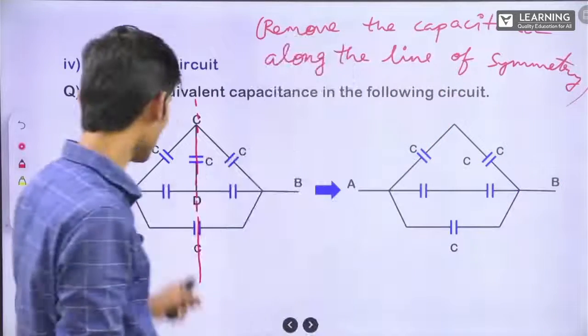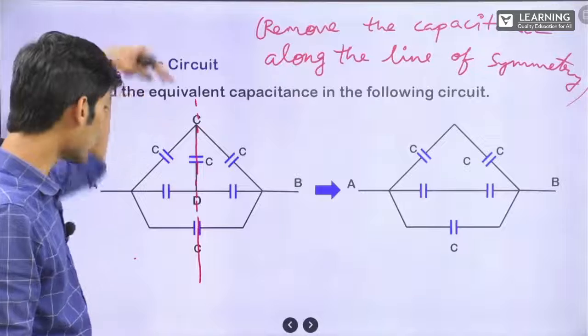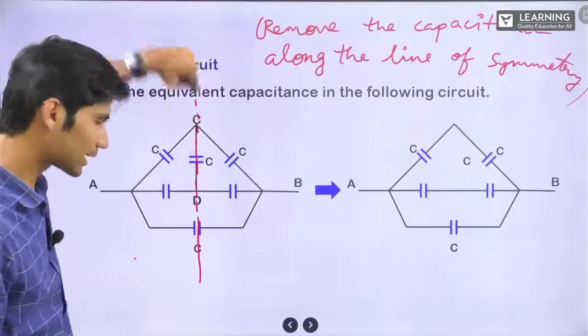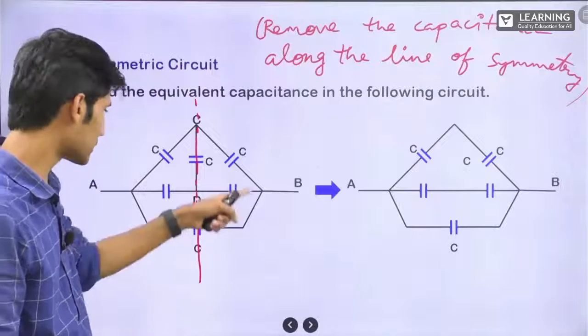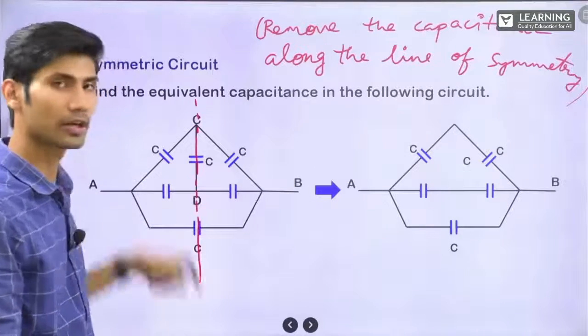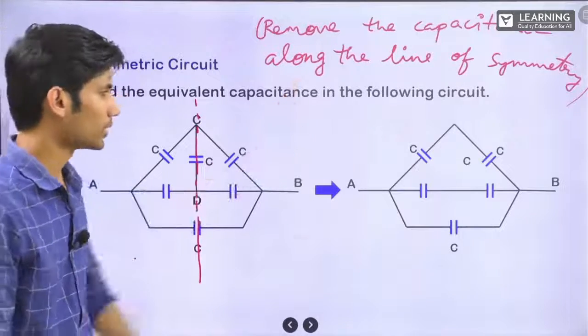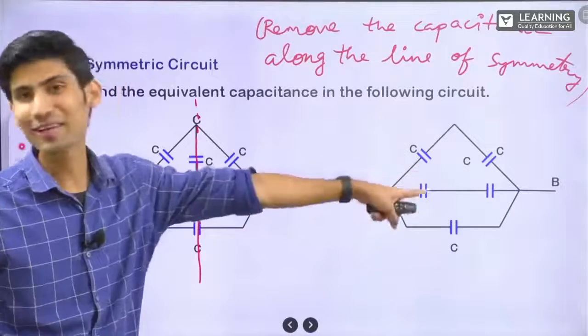Fine. Don't remove this one. This is not along. Along the line means overlapping with the line. See, this wire is overlapping with this line, but this wire is like this. Correct? That's what I have written. The circuit will become like this. Now, can you solve this?